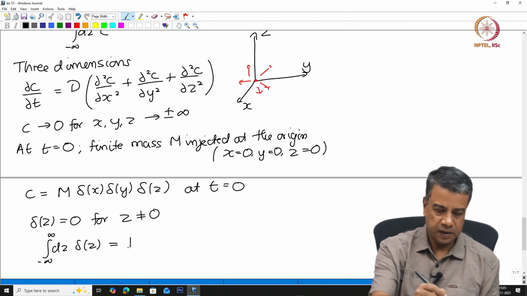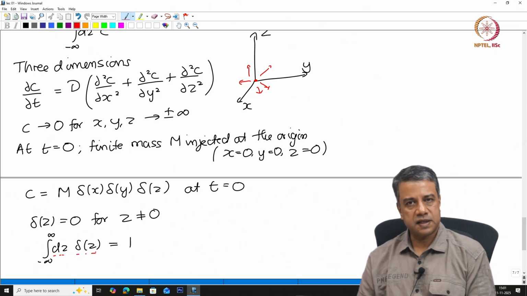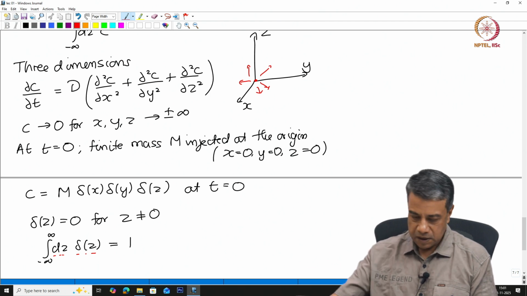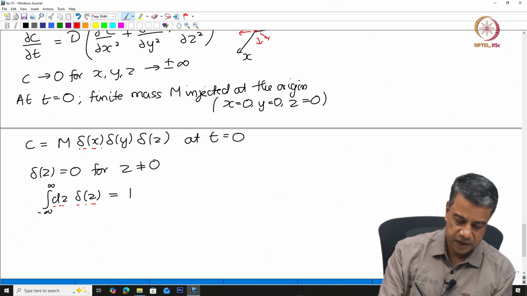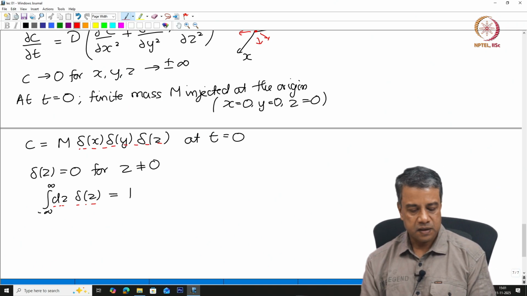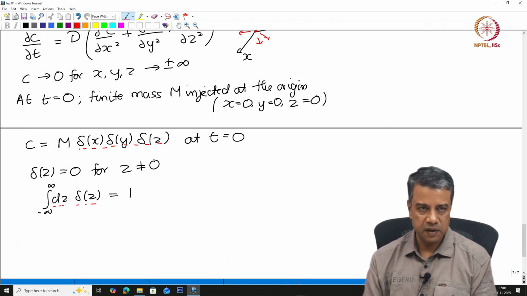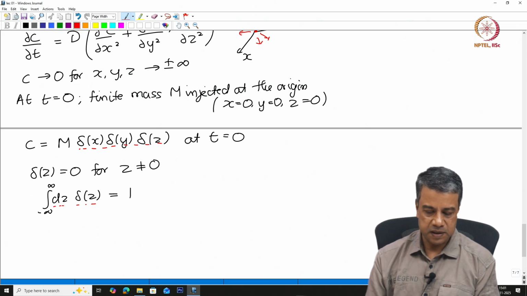So, from this equation you can easily see that dz has dimensions of length. Therefore, delta of z has to have dimensions of 1 over length. Therefore, I have delta of x, delta of y, delta of z, each has dimensions of 1 over length. So, therefore, the right side has dimensions of mass per length cubed, or mass per unit volume. So, it has the correct dimensions as concentration.